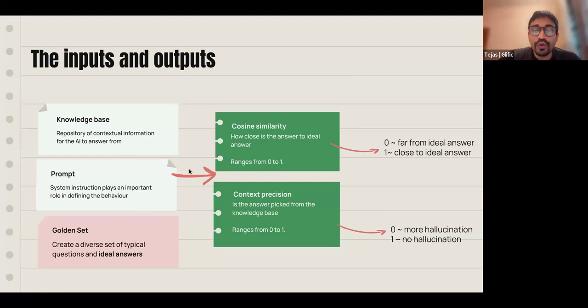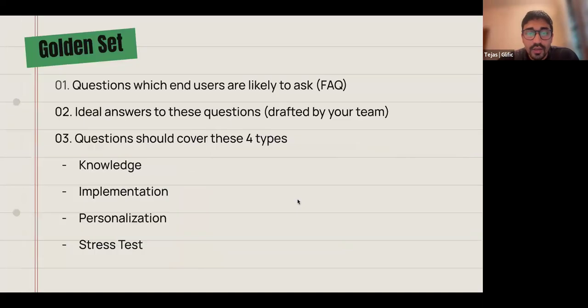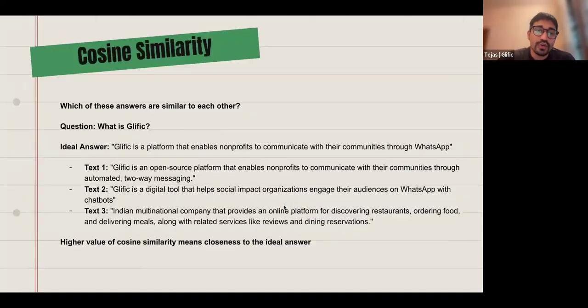What we have done, and will share resources for, is put together a Google Colab notebook and a Google Sheet, which will have your golden set of questions, plus your prompt and the knowledge base. By following the steps, you're able to do this yourself and get these two outputs. But before I go into that, I also want to make all of us very familiar with cosine similarity.